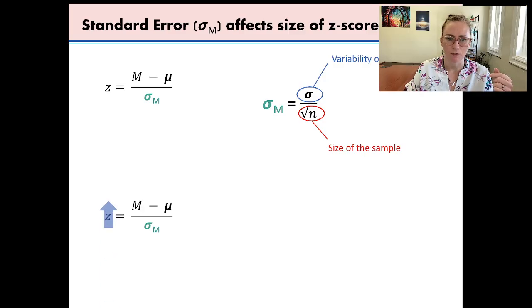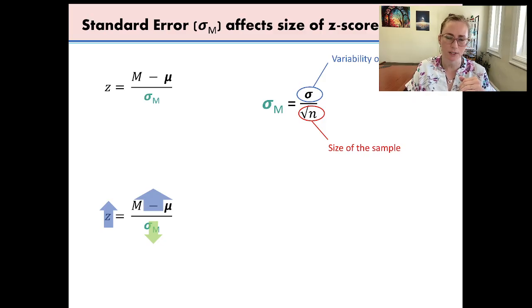So generally what I want is a large Z-score, because I want it to be statistically significant. I want there to be a big difference between what my sample records and what the population ends up being, or the null hypothesis. And I want a small standard error. This is what I want.